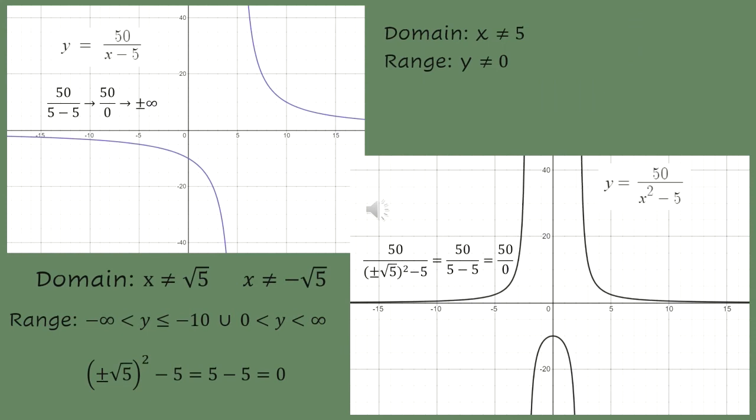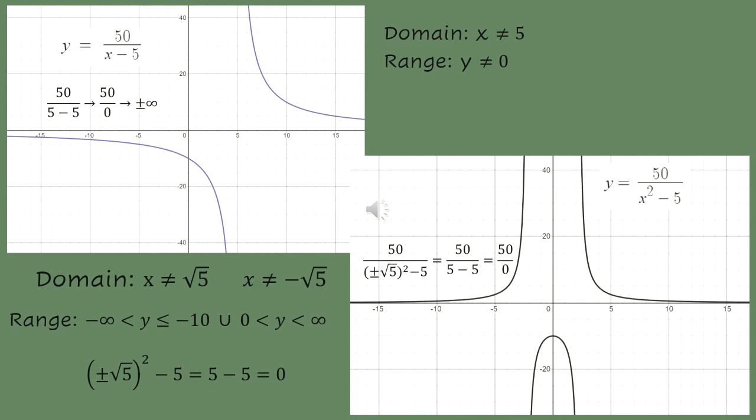In the upper left, we have the function y equals 50 over x minus 5. The domain is the set of all possible values that you are able to plug into the formula and get out a numerical value as an answer. So, for example, I can plug in 3. 50 divided by 3 minus 5 would be 50 divided by negative 2. That would be negative 25 as a numerical answer. I could plug in 0. 50 divided by 0 minus 5 would be 50 divided by negative 5, or negative 10 as a numerical answer.